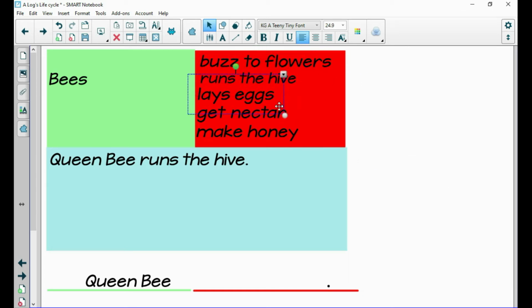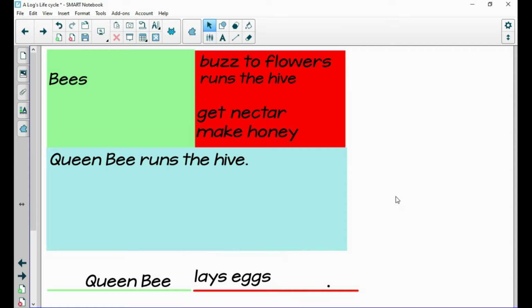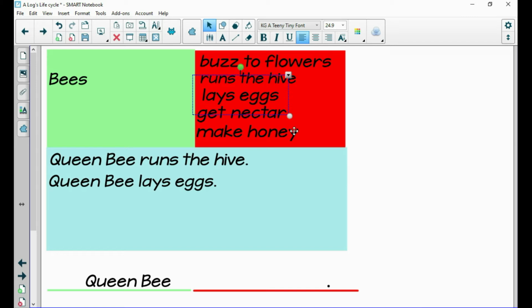Let's change it to lays eggs. Queen bee lays eggs. Well, that makes sense, doesn't it? The queen bee does lay eggs. Okay, so that's another good sentence. Queen bee lays eggs. There's my period, my capital letter. That's another good sentence. I'm going to put it in my good sentence box because it makes sense and it has a subject and a predicate.